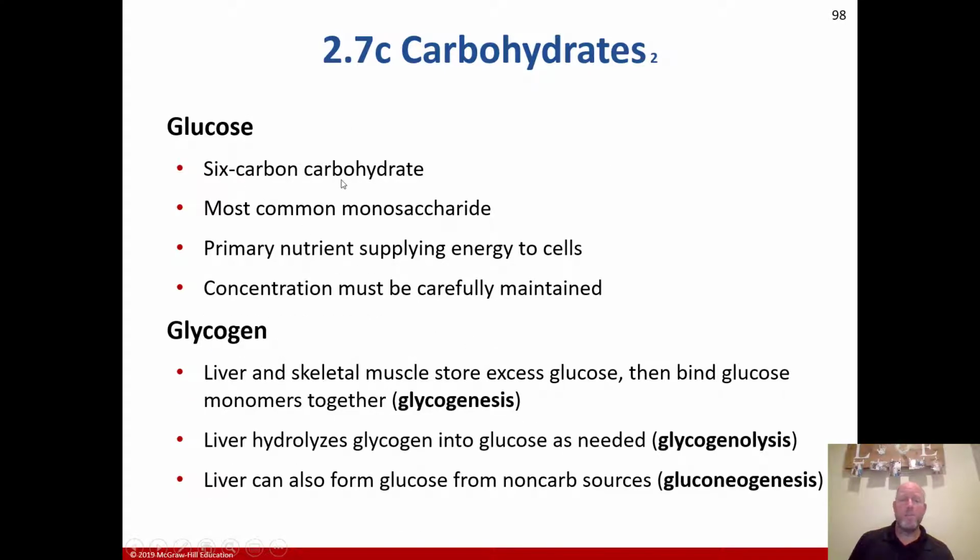Glucose is a 6-carbon carbohydrate, so C6H12O6, right? It's the most common of the monosaccharides. It's the primary nutrient supplying energy to the cells. Its concentration must be carefully maintained. So the body wants to break that down when it wants energy, right?